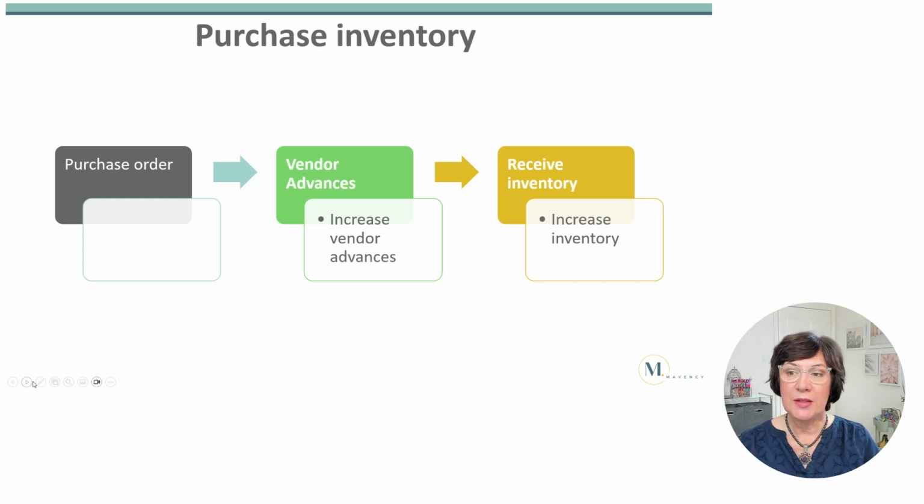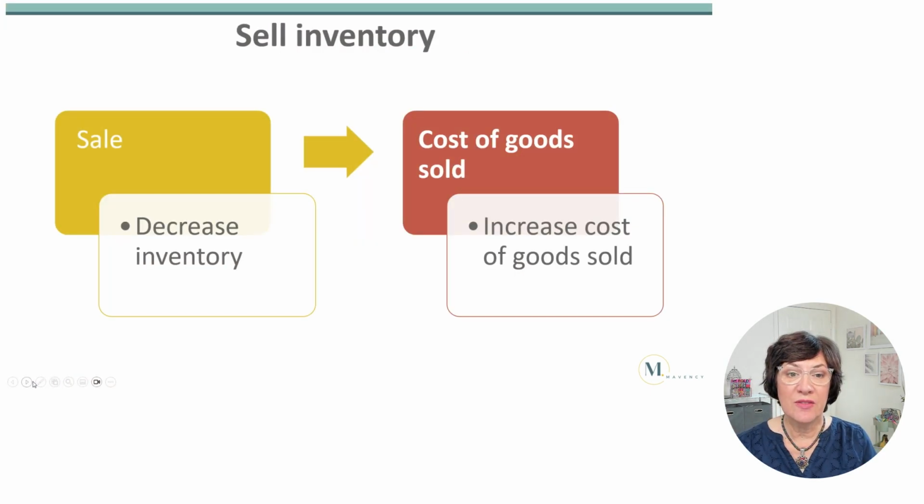And when that happens, then you'll need to increase inventory. So the balances that were in vendor advances will now move over to inventory and will increase inventory. When you sell inventory, then you will have to decrease your inventory. And then you will also have to reflect cost of goods sold. And so when we decrease inventory, then we will be increasing cost of goods sold, as I said before.